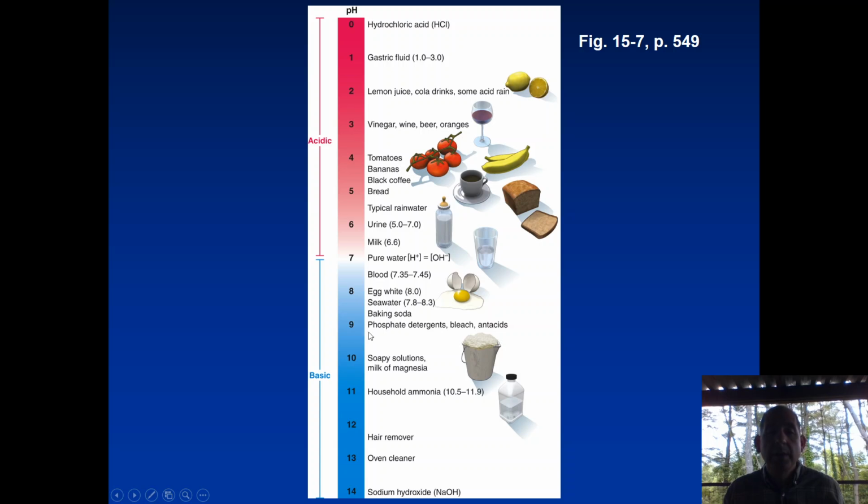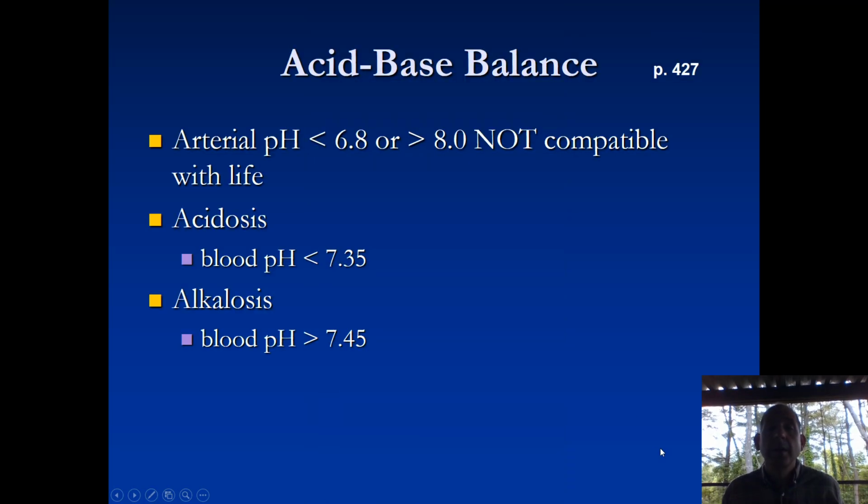Baking soda, phosphate detergents. Household ammonia being very basic. Hair remover, oven cleaner becoming even more basic. And sodium hydroxide being on the extreme end of alkaline or basic. So for acid-base balance, pHs less than 6.8 and greater than 8 are not compatible with life. We say that the person has acidosis at less than a pH of 7.35.